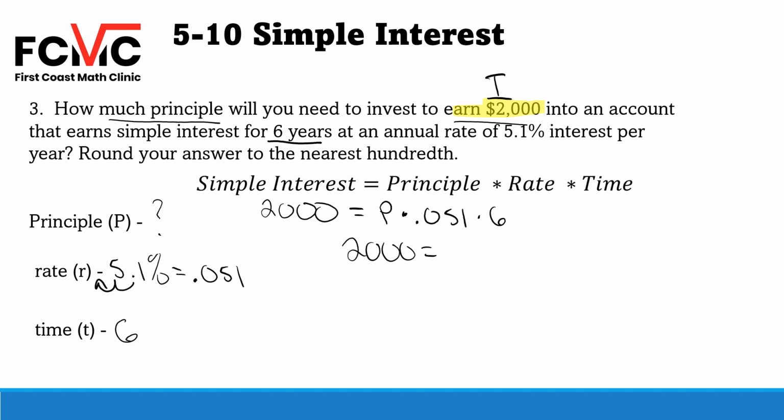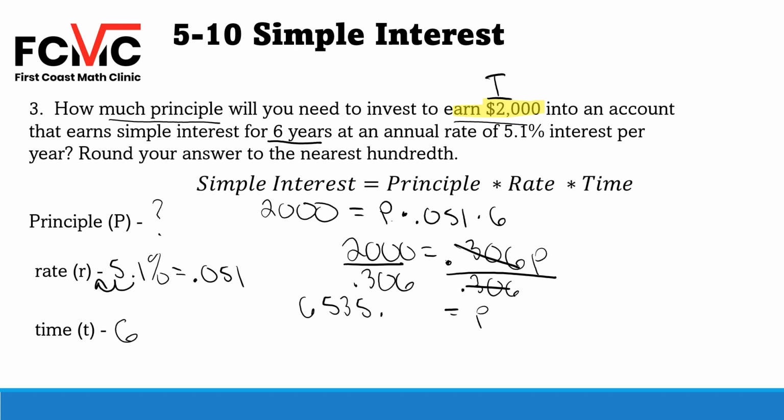So 0.051 times 6 is going to give me 0.306P. We're solving for our principal now. Let's divide by 0.306 on both sides. We're going to get 6,535.95. So our initial principal needs to be $6,535.95.